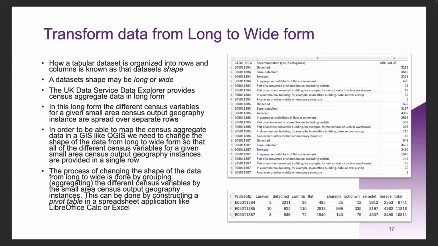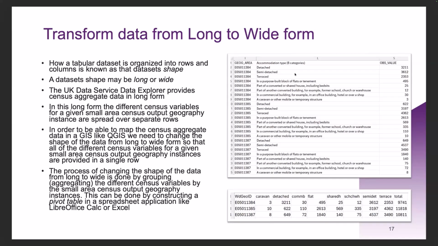And so the first transformation we have to do is to convert the data downloaded from Data Explorer from long to wide form. Data sets have different types of shape, which is determined by how the data is arranged into rows and columns.